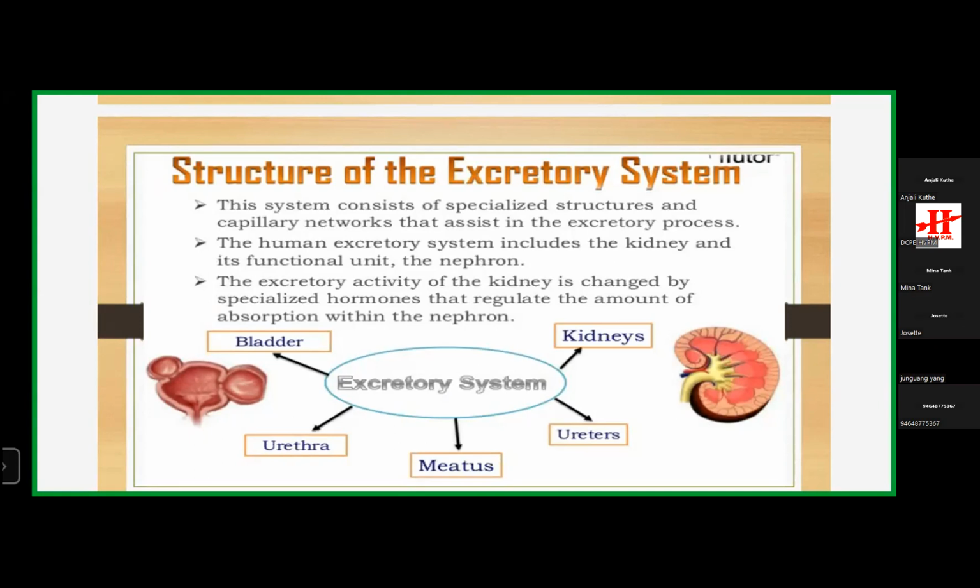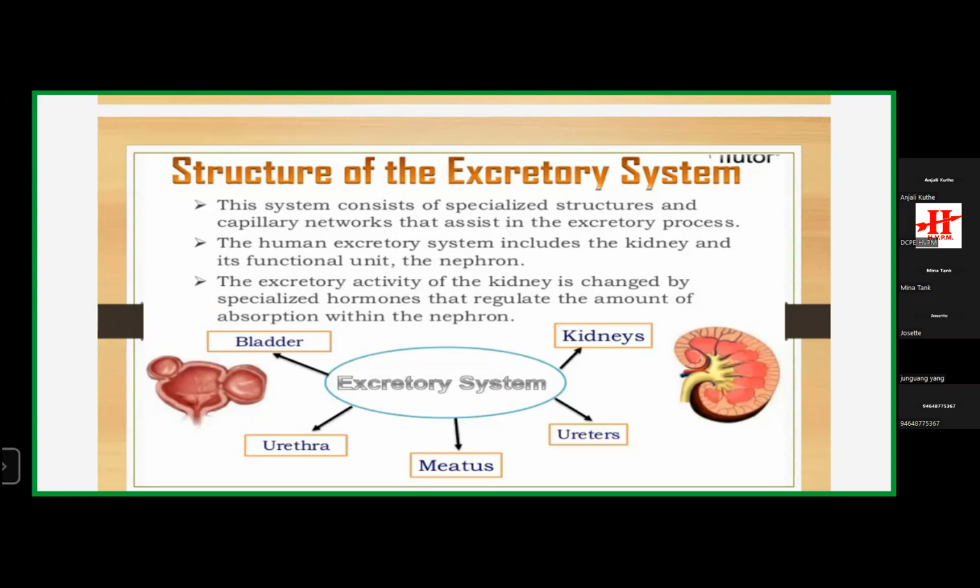A shock absorbing layer is there on the kidney, made up of adipose, that means fatty tissue, and that fatty tissue is known as renal fat pad. The renal fat pad is made up of adipose tissue, which gives protection to the kidney.